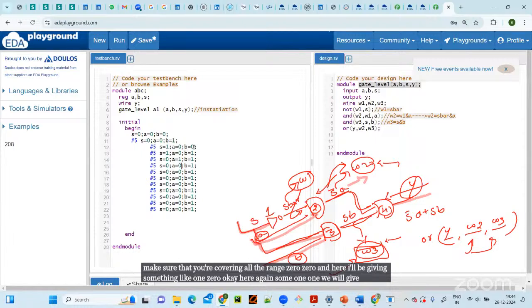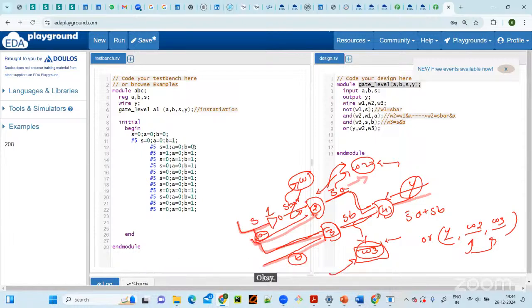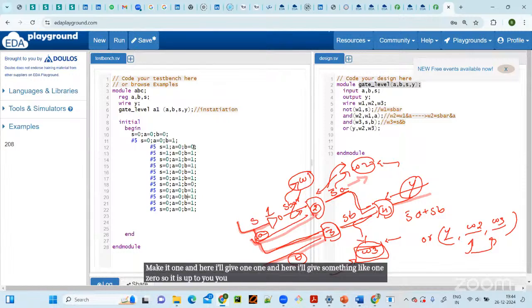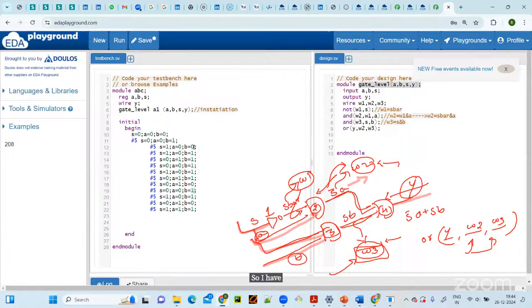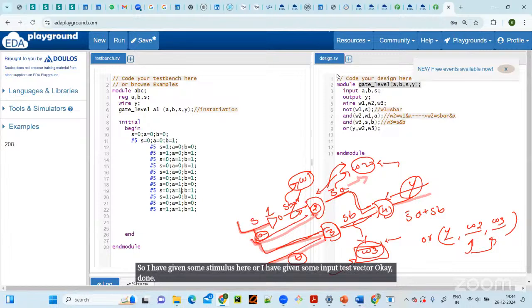Make it 1, and here I'll give 1 1, and here I'll give something like 1 0. So it is up to you, you can give any random value. But what we have to make sure is we are covering all the possible values. So I have given some stimulus here, or some input test vector. Okay, done. What else we have to do now?